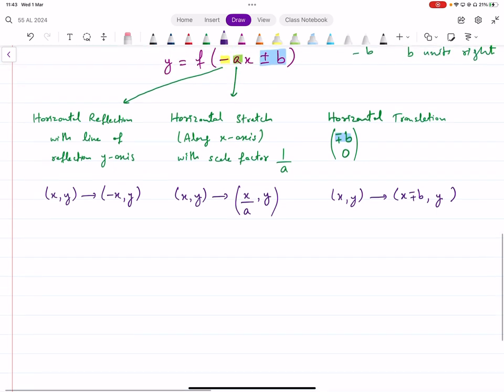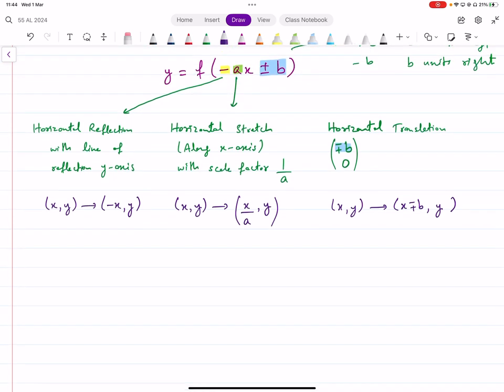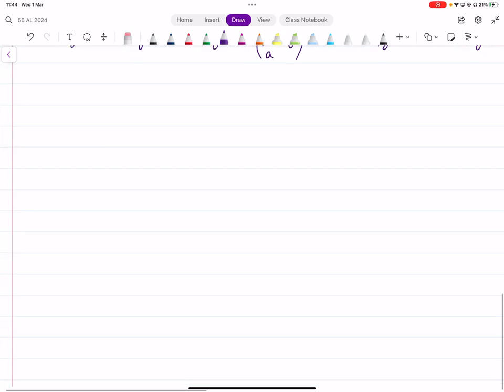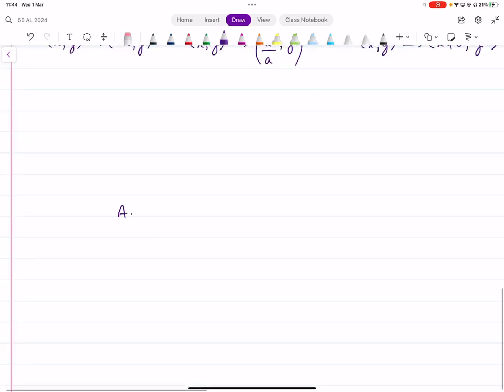Okay. So these are all the transformations that we need to know about. अब आपने कैसे याद रखना है? फंक्शन के बाहर कुछ होता है तो वो वर्टिकल ट्रांसफॉर्मेशन होती है, फंक्शन के अंदर कुछ होता है तो वो हॉरिजॉन्टल ट्रांसफॉर्मेशन होती है. ऐड सब्ट्रैक्ट करने से क्या होता है? ट्रांसलेशन.